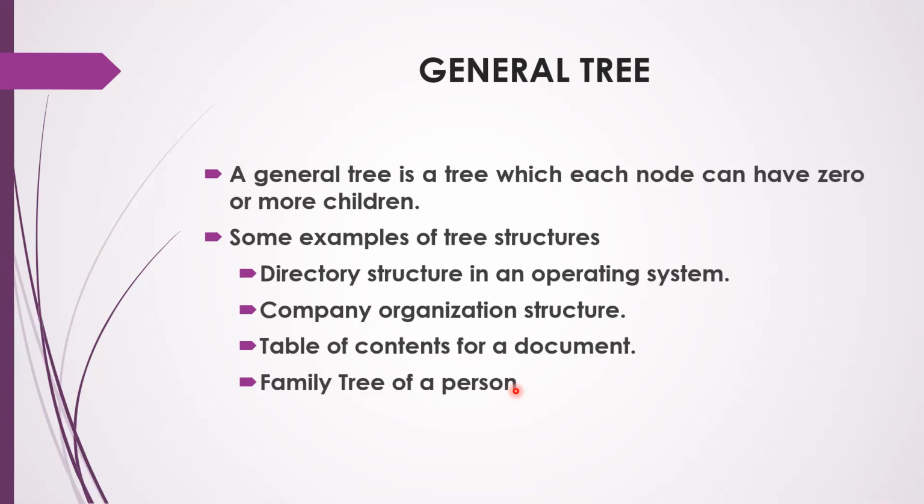So in a family tree of a person, you have parents and then children. So it is a family tree. You have grandparents, then grandparents' children, then parents, then they have children. So all these are the family tree of a person. So this is also a general tree.